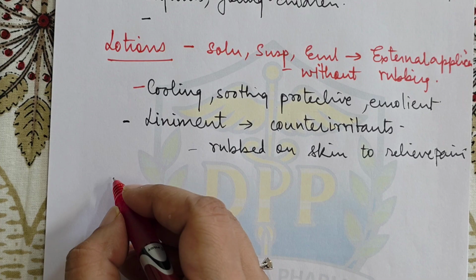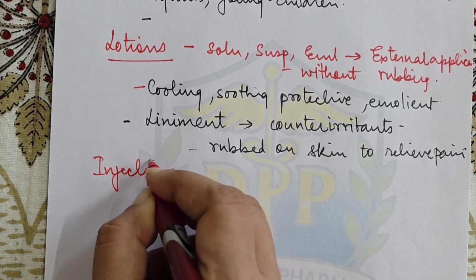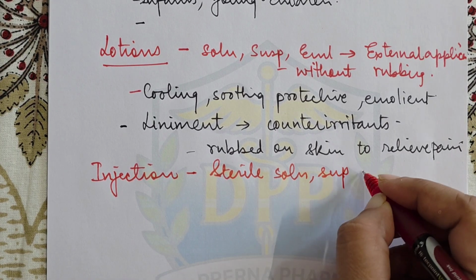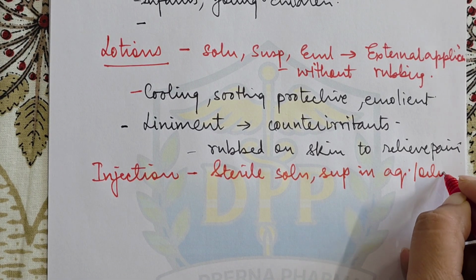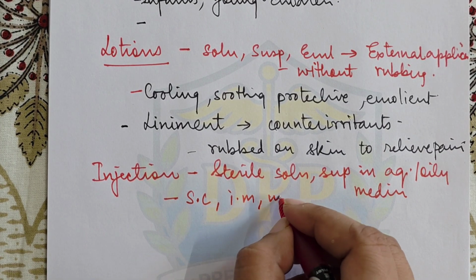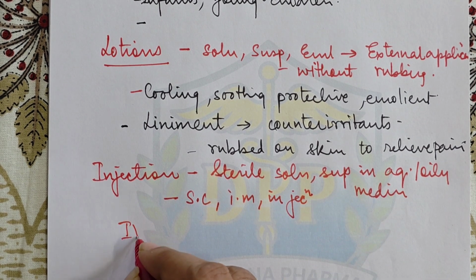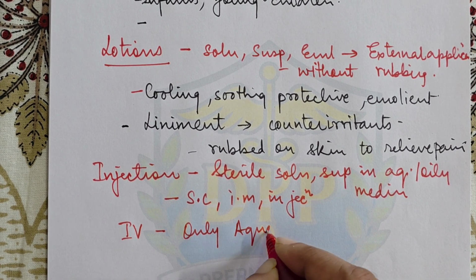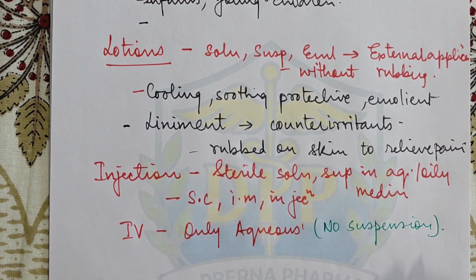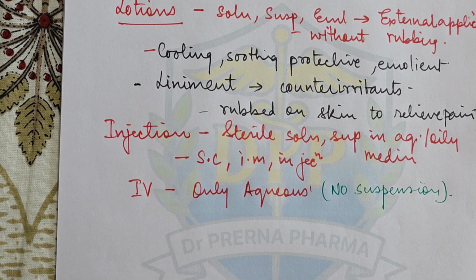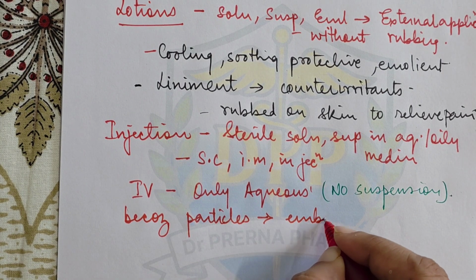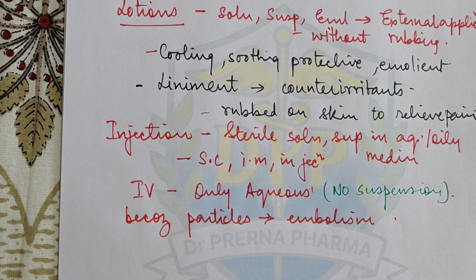Then in liquid dosage forms, the last dosage form that we have is injection. Injections are basically sterile solutions or suspensions in aqueous or oily medium. Okay, and they are used for subcutaneous or intramuscular injections. In IV, we use only aqueous. Please remember this. In IV, we use only aqueous. No suspensions are used in IV injections, right? Because the particles in suspensions can cause embolism if injected IV.